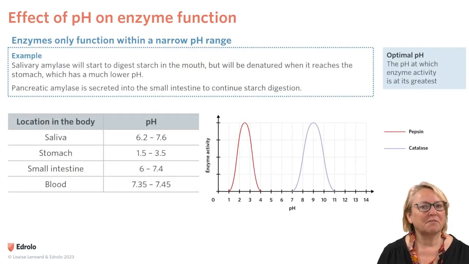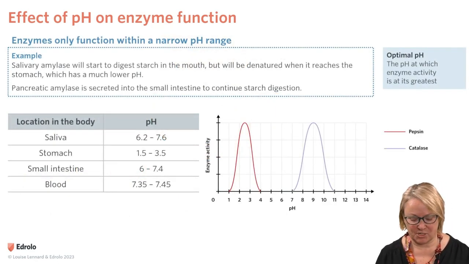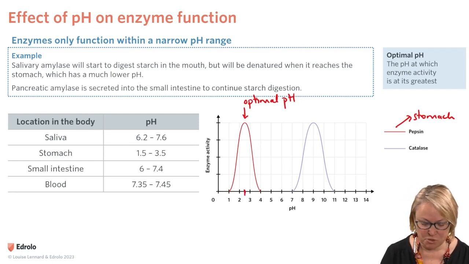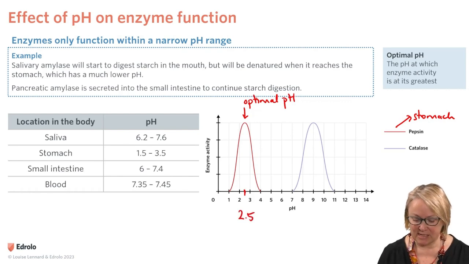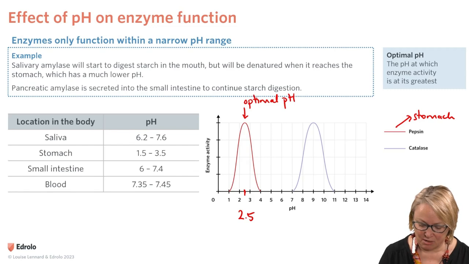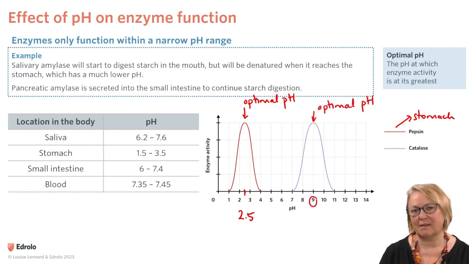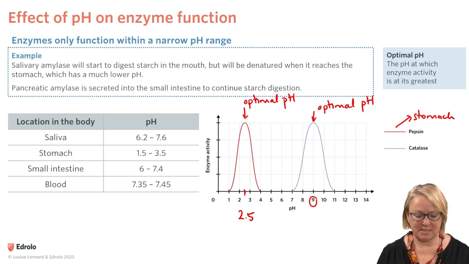Now, enzymes have different optimal pHs. Pepsin, that's found in the stomach, has an optimal pH of around 2.5, whereas catalase, which is found in the liver, has an optimal pH of 9. So it depends on the location of an enzyme in our body what its optimal pH is.